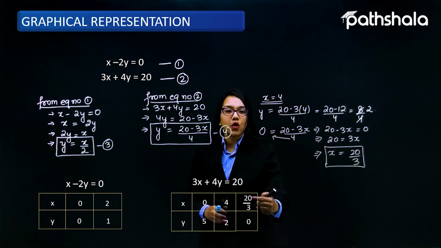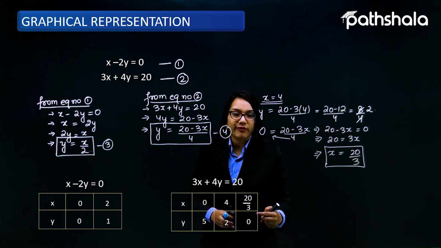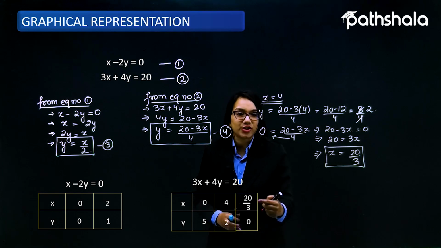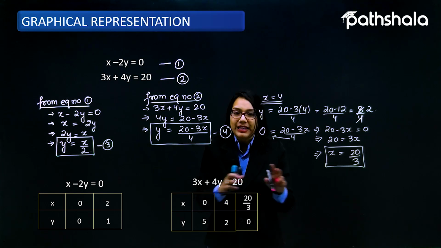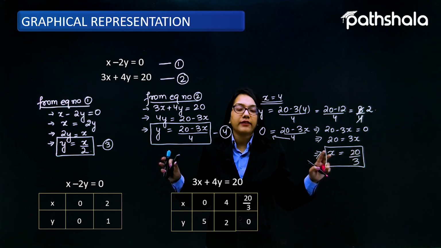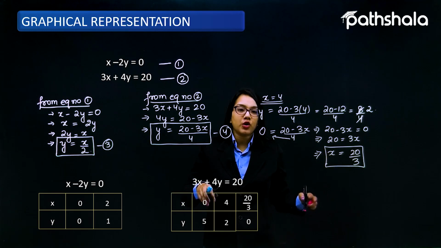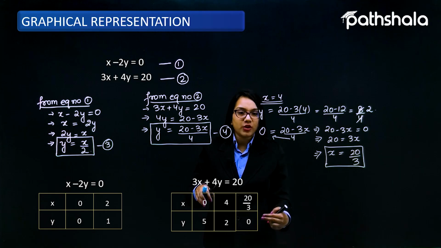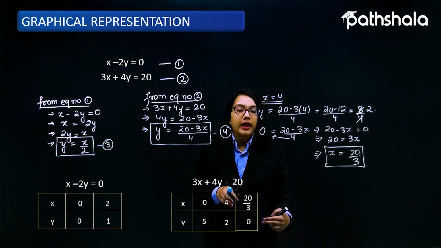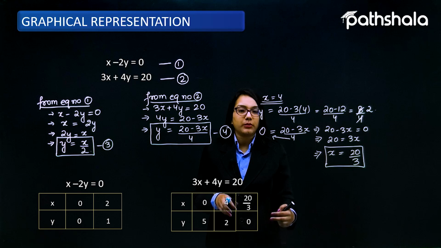So the third coordinate would be of the form, for y being 0, I am taking x as 20 by 3. You can take any value you want. I've just taken these three values. First of all, I wanted x to be 0. Then second, I wanted y to be 0. And I have taken another value as x being 4, y as 2.